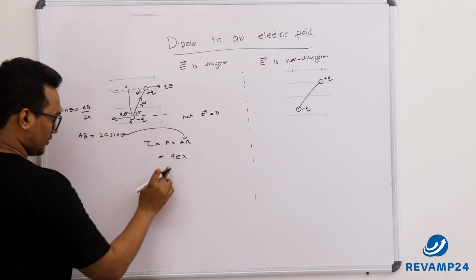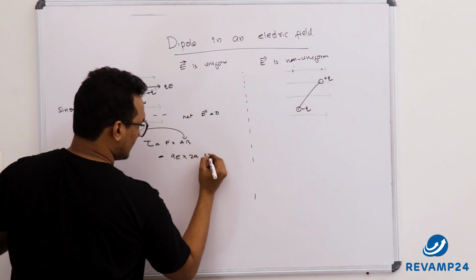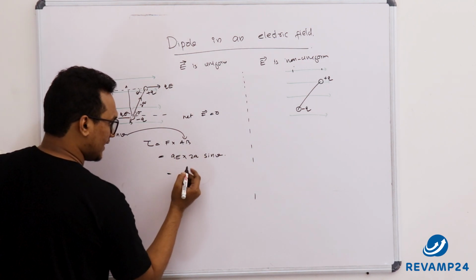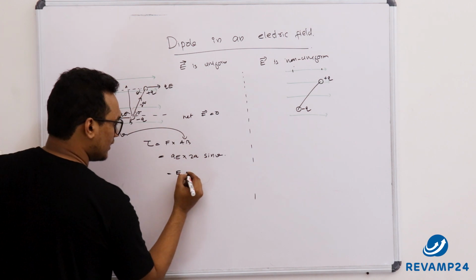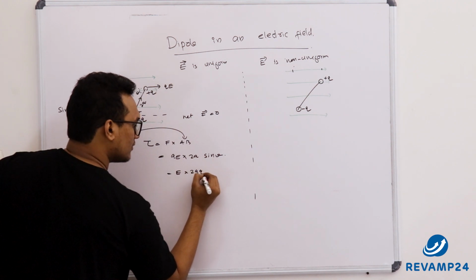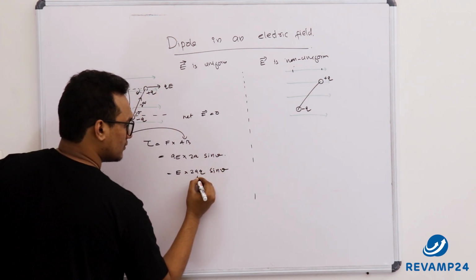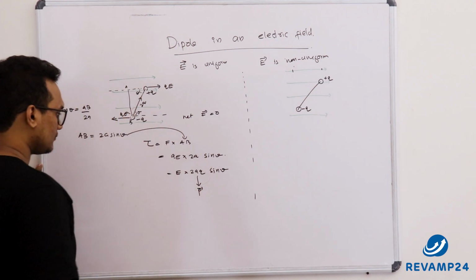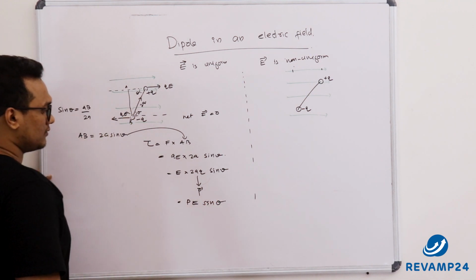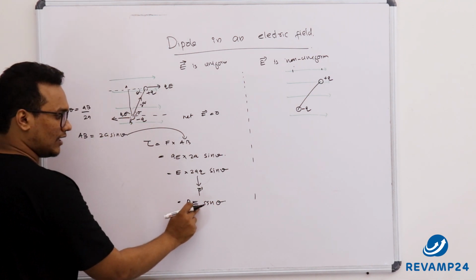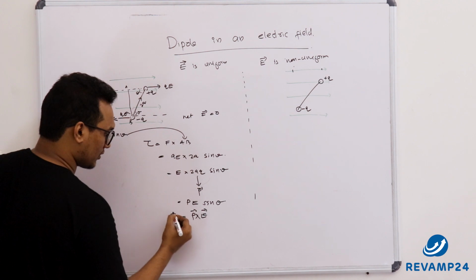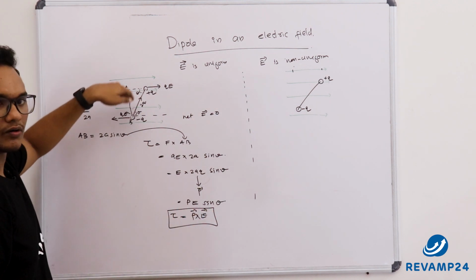So we will substitute that here: QE into 2a sine theta. Now I can take E out and keep 2aq together. What is 2aq? This is the dipole moment P. So this can be written as PE sine theta. PE is one value and the other value is sine theta, so this can be written as P cross E. So P cross E, which is PE sine theta, is the torque. With this torque, it will rotate.